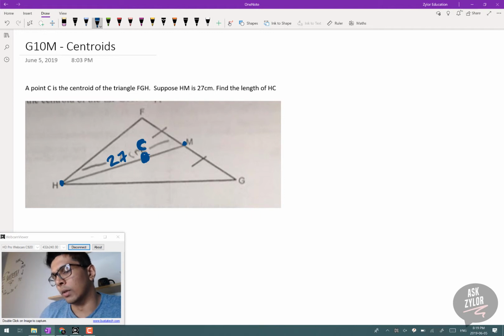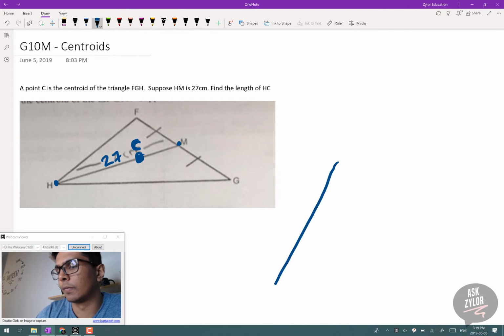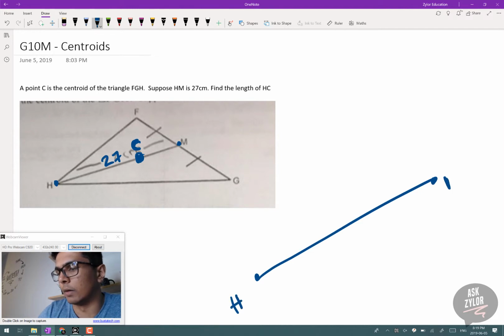So what we should know is that C breaks a median line into a 2:1 ratio. What that means is this entire length, H to M, is broken down into that ratio.